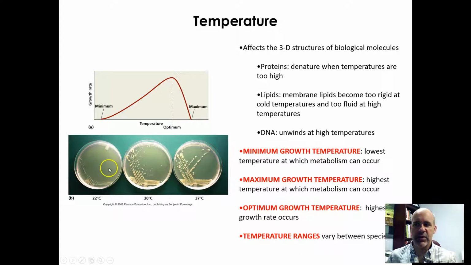And then when you go down to 22 Celsius, you have some growth in the parts of the plate where a lot of bacteria were applied, but you don't see nearly as much as you do on those other two plates. 37 Celsius, keep in mind, is human body temperature. So 30 degrees Celsius is going to be, let's see, 60, 54, about 86 Fahrenheit. And 22 Celsius is kind of like a cool room temperature level.